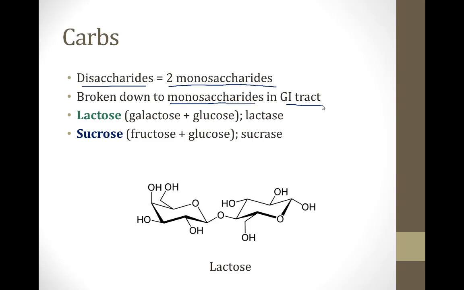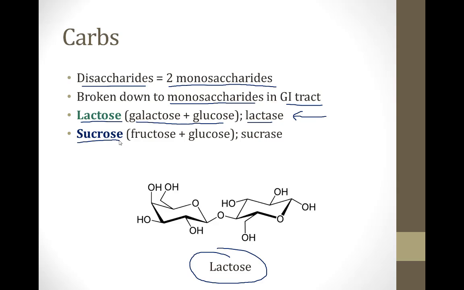The 2 most important disaccharides for you to know are lactose, which is found in milk. Lactose consists of a galactose and a glucose molecule linked together. I've shown you a picture of that at the bottom of the screen. The enzyme lactase breaks this down, and you may know that some people lack this enzyme and they are called lactose intolerant.